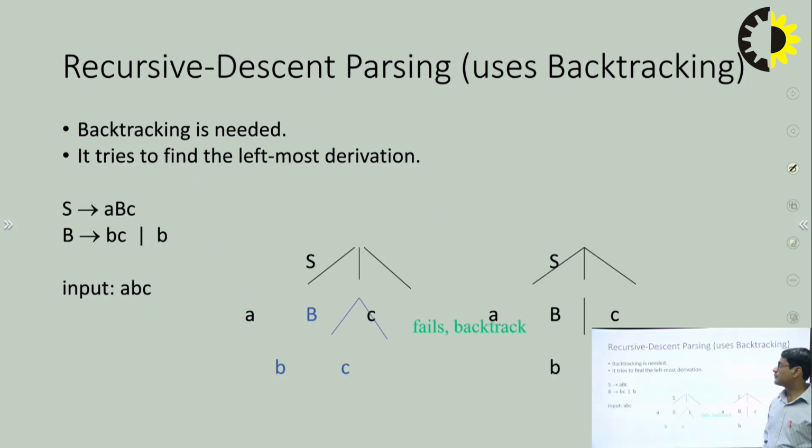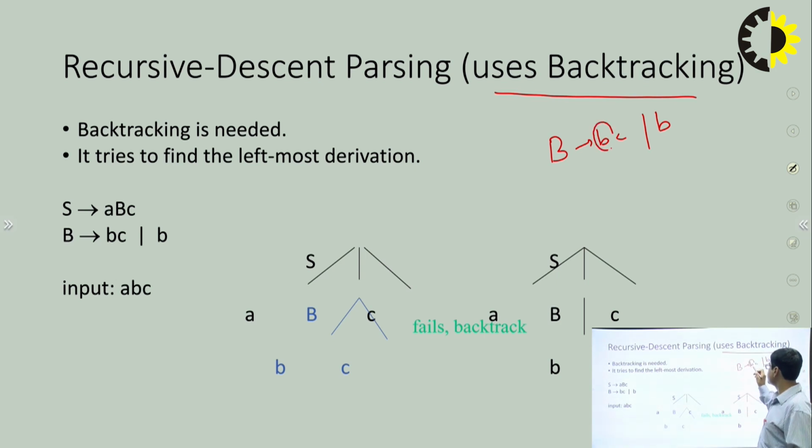Recursive descent parsing generally uses backtracking. What is the problem with that? If backtracking is required, take this particular production, BC by B. What problem arises when the current input symbol is B, the current non-terminal is capital B, and the current input symbol is capital B?